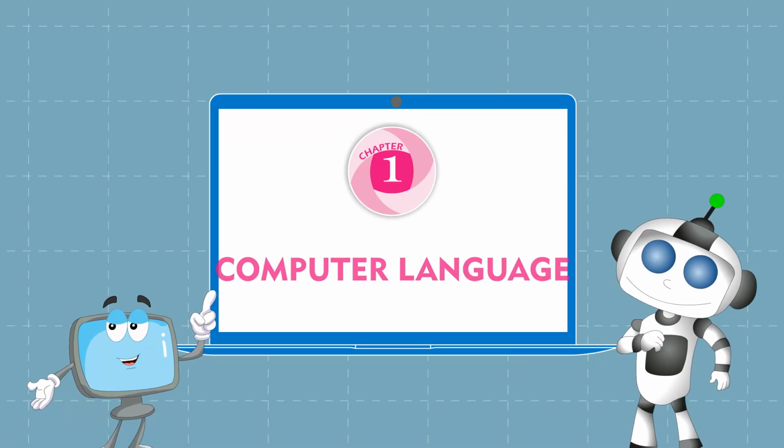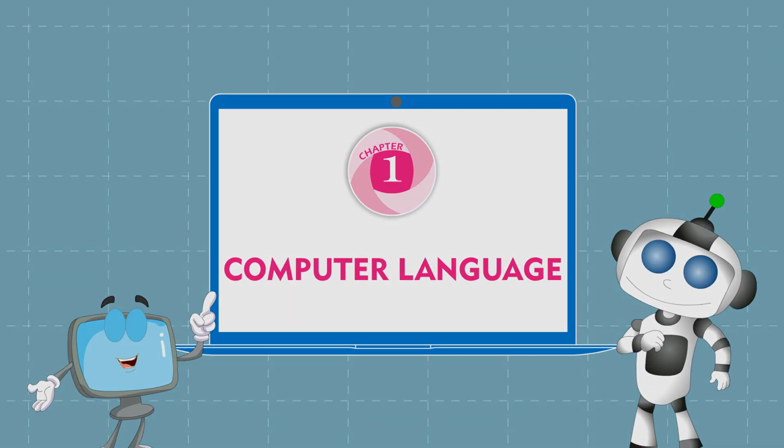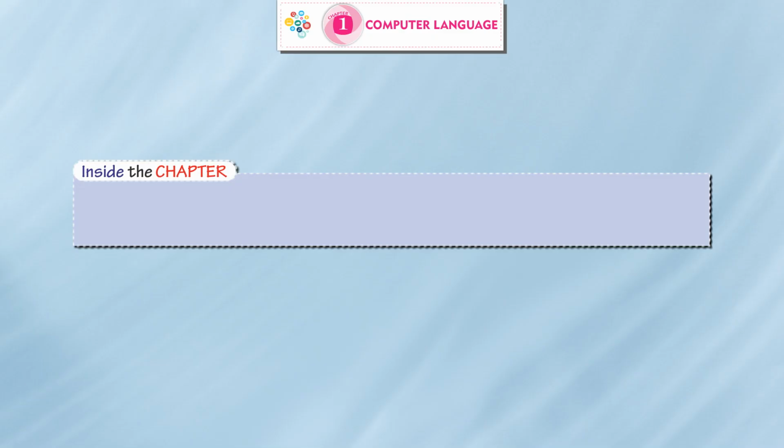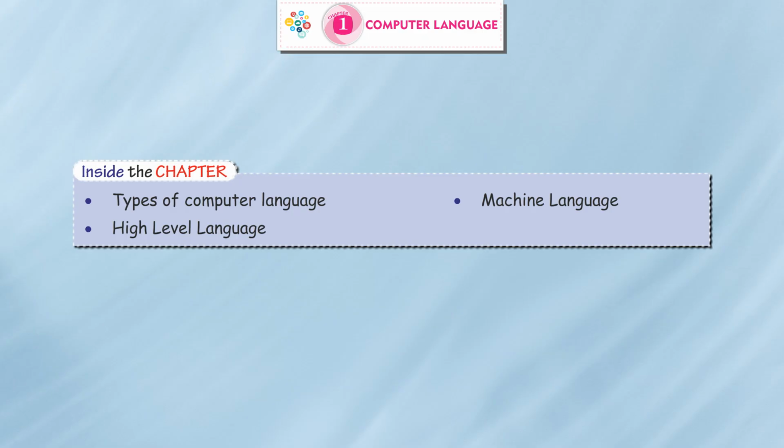Chapter 1: Computer Language. Inside the chapter: types of computer language, high-level language, machine language, fourth-generation language, assembly language, fifth-generation language.